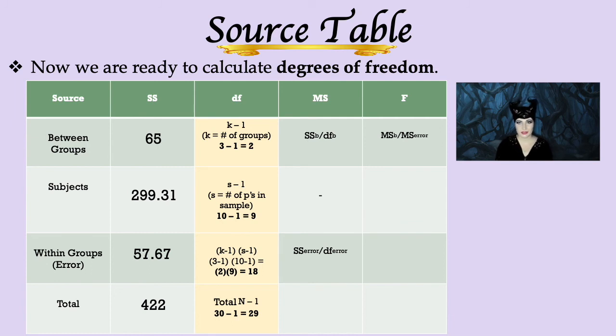For within group degrees of freedom, we have k minus 1 times s minus 1. If k minus 1 is 2 and s minus 1 is 9, 2 times 9 will give us degrees of freedom of 18. And last but not least, degrees of freedom total, we have total data points 30 minus 1 is 29. Now we move on to the mean squared column.